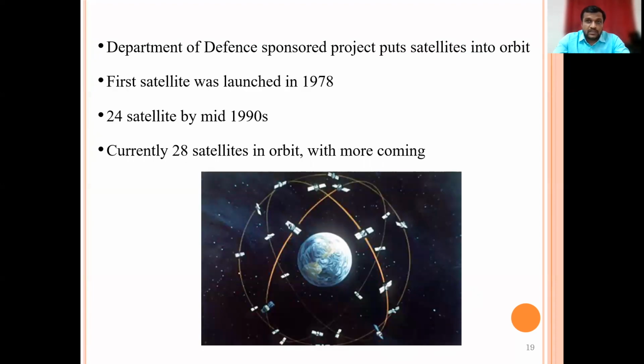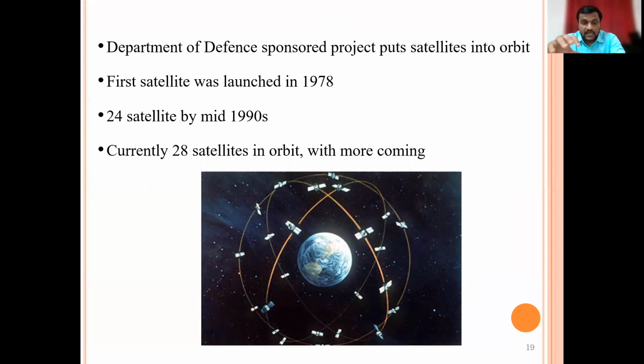GPS is controlled by the Department of Space, United States of America. It's a project under the Department of Space that puts the satellites into orbit. The first satellite of the GPS constellation, the network of global positioning satellites, was launched in 1978, and the 24th satellite of the network was launched in the mid-1990s. Currently, there are a total of 28 satellites in orbit, with more coming in the near future.